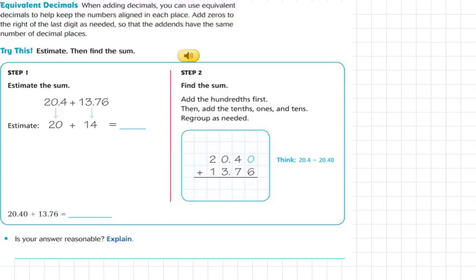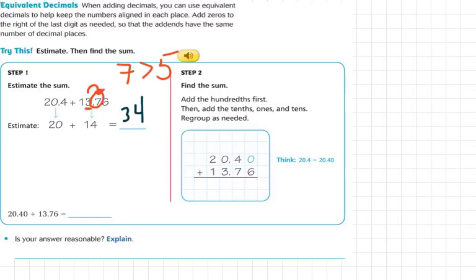So we estimated 20 and 4 tenths to be 20, 13 and 76 hundredths to be 14. And just as a quick reminder, boys and girls, we underlined the ones place and we looked over at the tenths place. We saw a 7 there. Well, because 7 is greater than 5, we know that this 3 is going to be rounded to 14. So if we add 20 plus 14, we get 34. So our estimate is 34. Our actual answer should be very close to that.